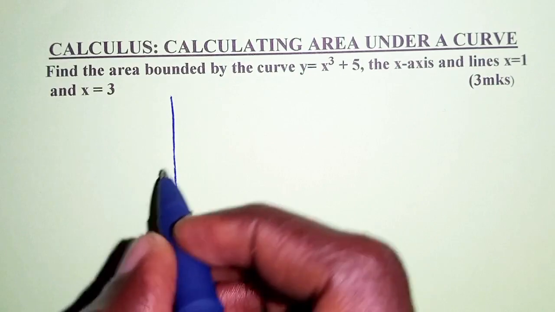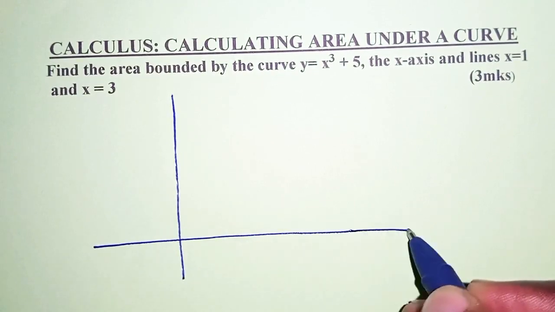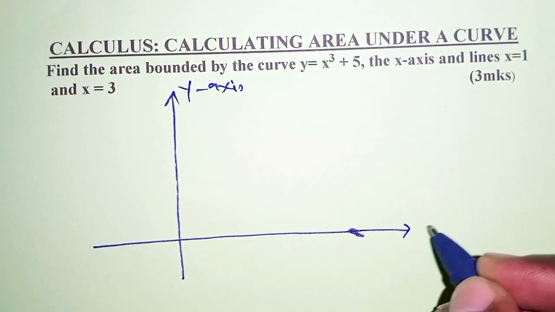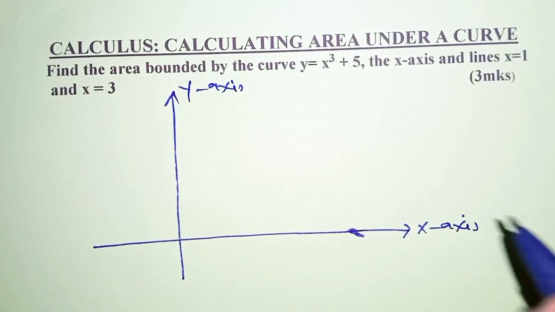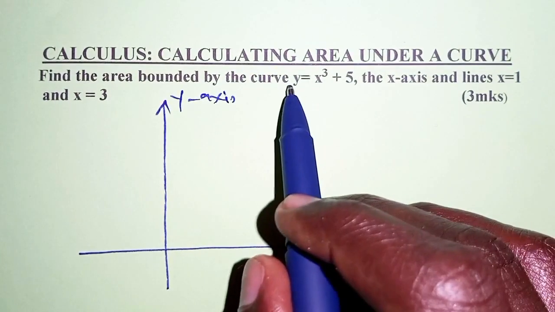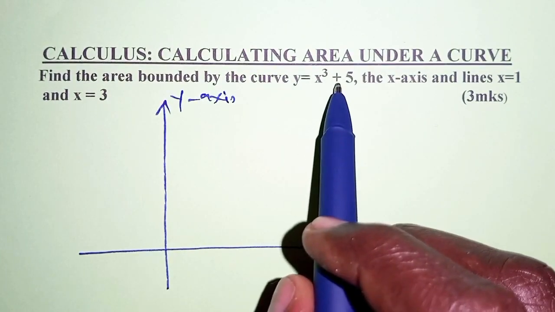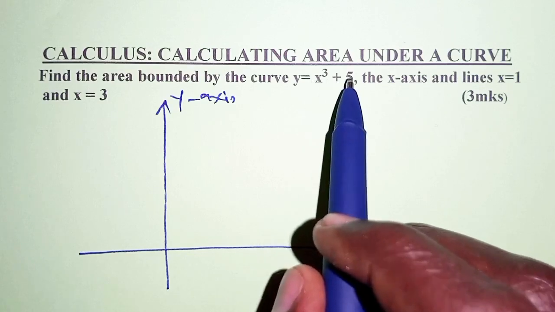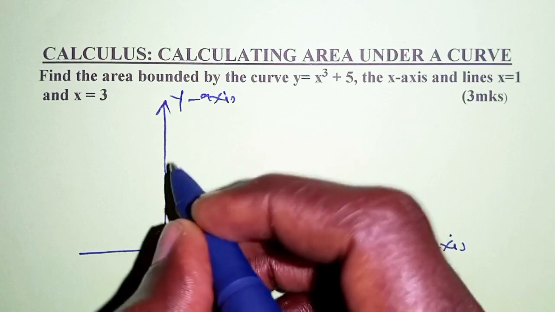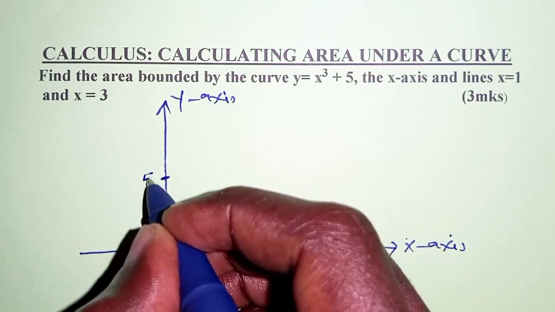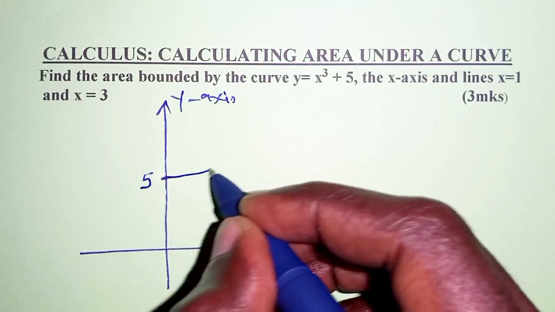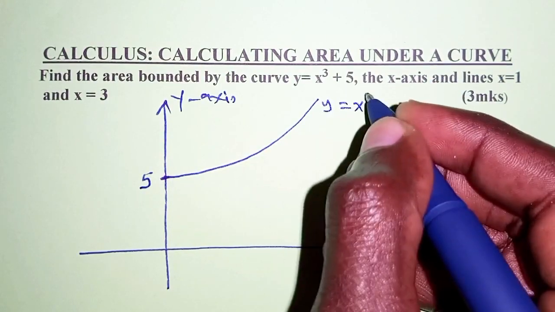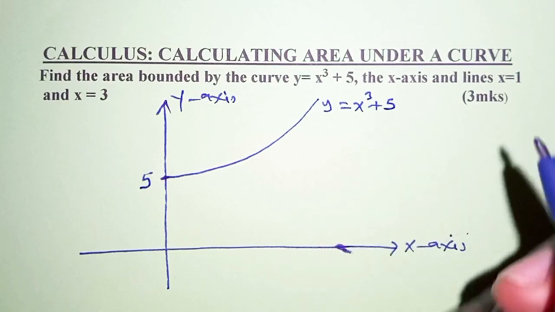So let's have this as the y-axis and this here as the x-axis. Just from the equation here, we can take note that the y-intercept is 5. So if x is 0, y is 5. So that's where we are going to have the curve beginning. At this point, and then let's have something like that. So this is the curve y is equal to x cubed plus 5.